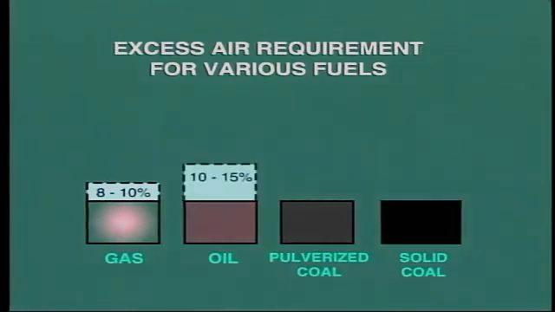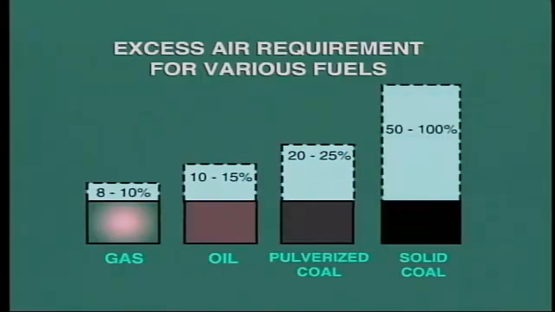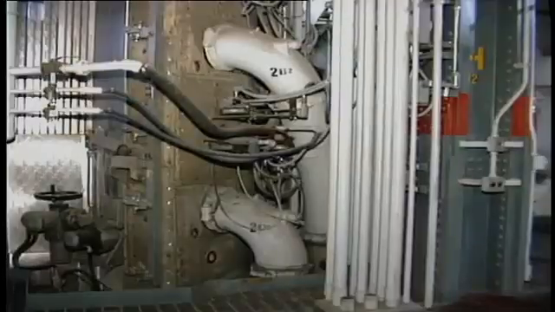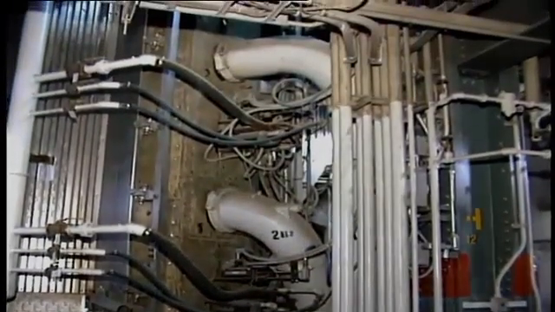Fuel oil firing requires 10 to 15%. Pulverized coal will need about 20 to 25% excess air, while solid fuel on a grate may need as much as 50 to 100% excess air. We'll be looking at the different types of burner equipment later in this module.